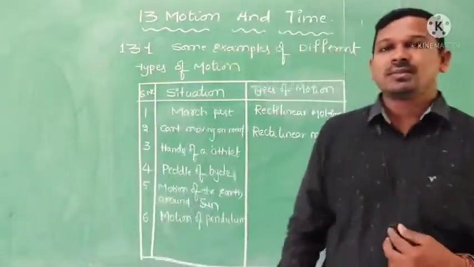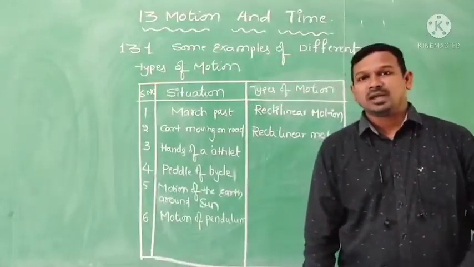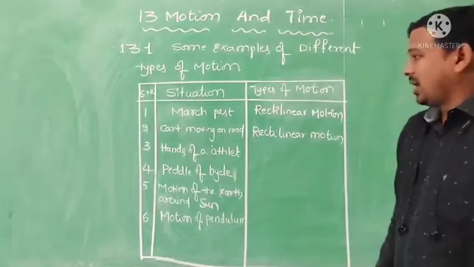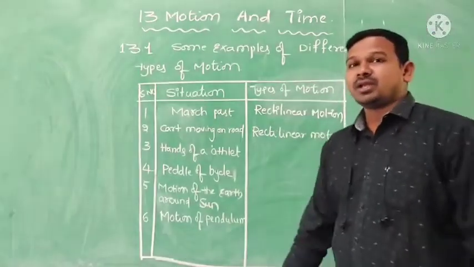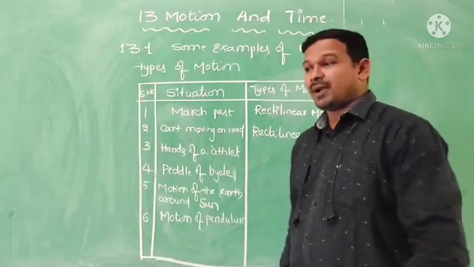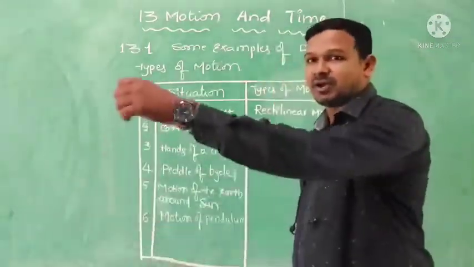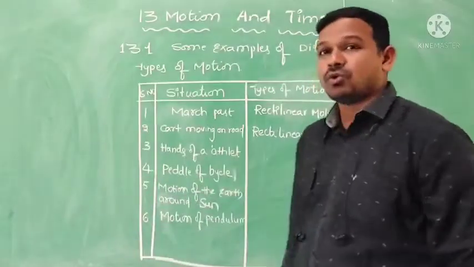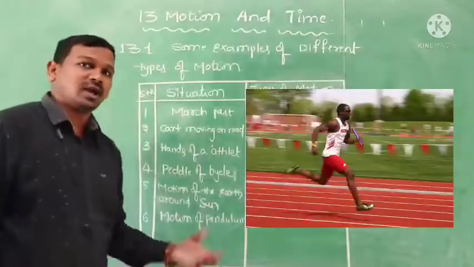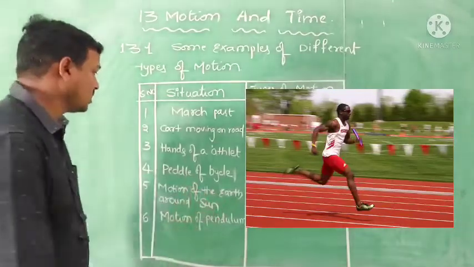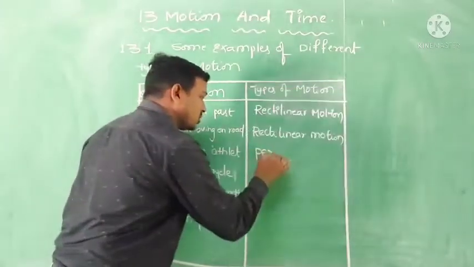You know that many athletes run in a running race. So the hands of the athletes, how do they run? They move the hands in the forward and backward direction like this. So what type of motion are the hands of the athlete following? It is a periodic motion.